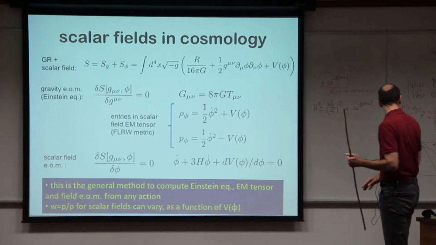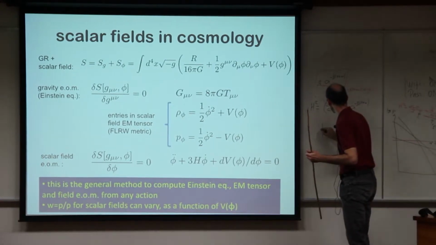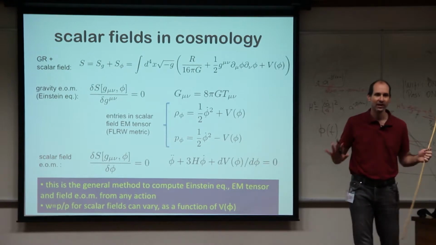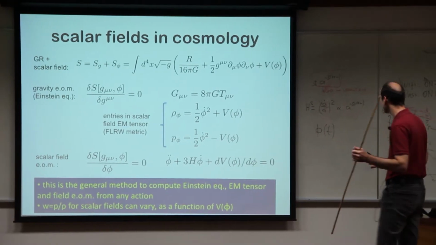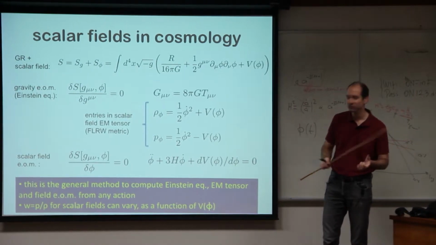Right, so as I said, the phi is necessarily a function of time here if I only look at the isotropic and homogeneous limit. Okay, and how does phi evolve as a function of time?